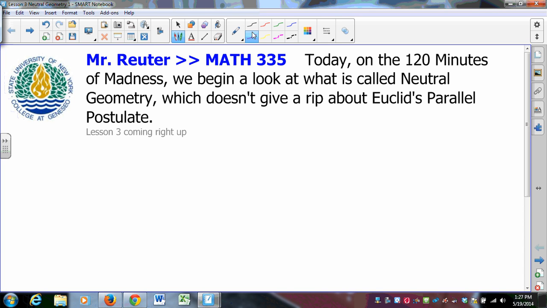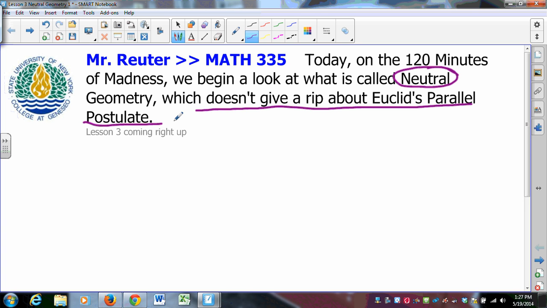Okay, so this is Math 335 at SUNY Geneseo, and having studied incidence geometries, we are getting ready to look at neutral geometry. Now, neutral geometry is called neutral because it doesn't give a rip about Euclid's parallel postulate.